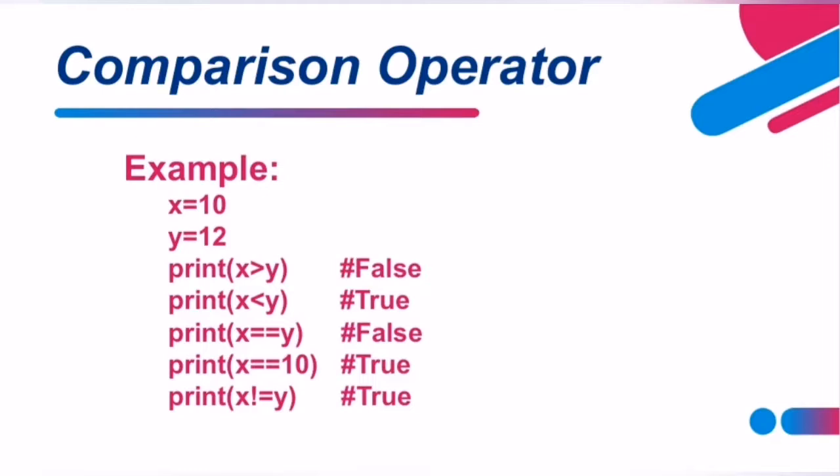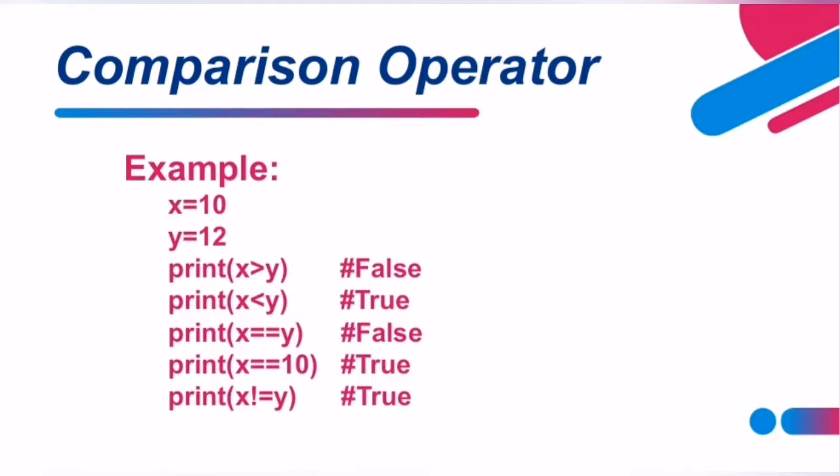Here x less than y is true because the value of x is 10 and the value of y is 12. So 10 less than 12, yes, it is true. That's why it will give the output true. The next, print x equal to y, is false because the values of x and y are different. Then x equal to 10, yes, it is true. You can see in this picture the value of x is 10, so 10 equal to 10 is true.